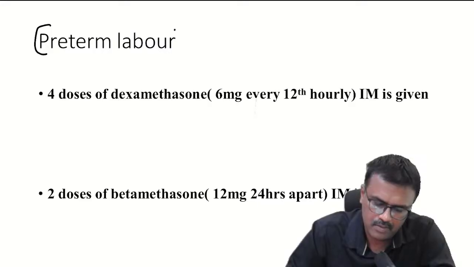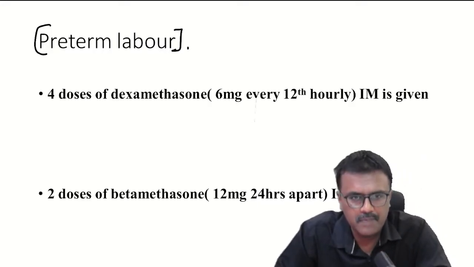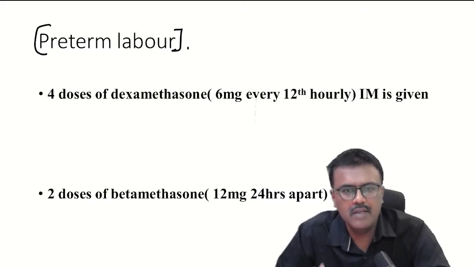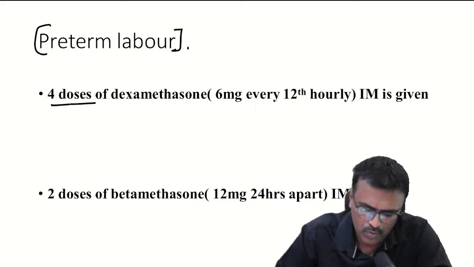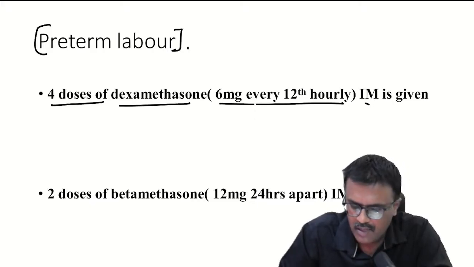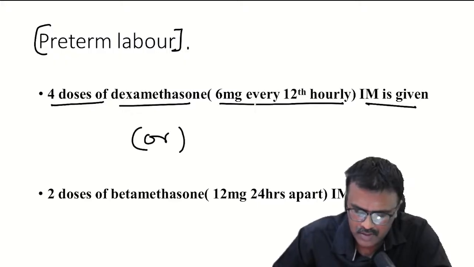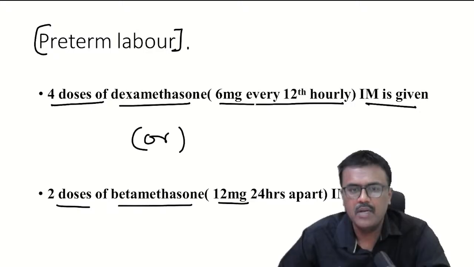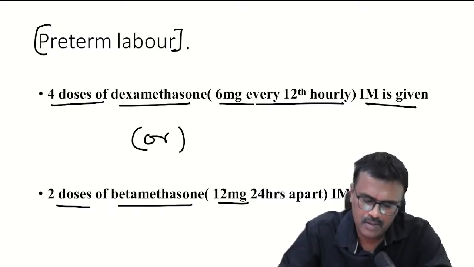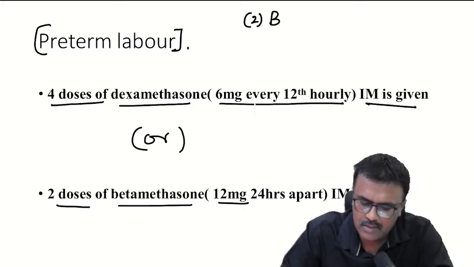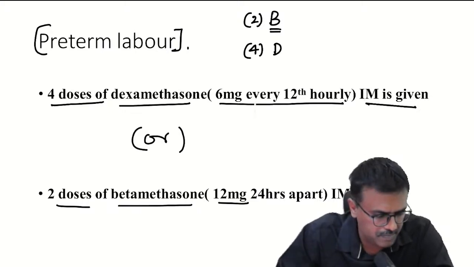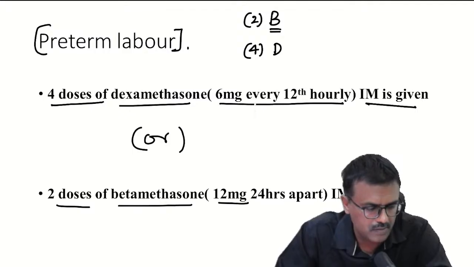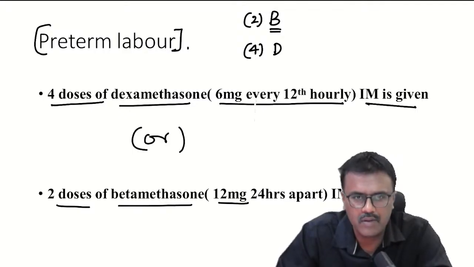Preterm labor. So it is again tested. If there is a preterm labor, you are not able to stop the contractions. Now what I can do, I can make the baby mature, lung mature. So for that, I can give 4 doses of dexamethasone, 6 milligram every 12th hourly IM. The alternative option I have is 2 doses of betamethasone, 12 milligram, 24 hours apart. How to remember? The second alphabet is 2, that is B, 2 doses. The fourth alphabet D, so 4 doses. So this is what we can come across.